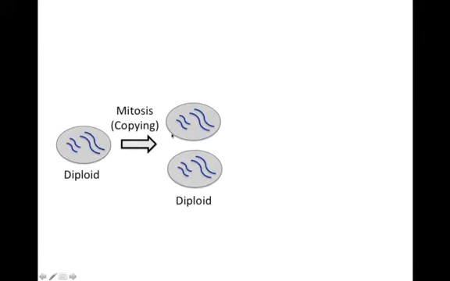Okay then, so in mitosis, you can see we're just copying it. These diploid cells look identical to the initial diploid cell. So mitosis is just the way that cells replicate, that they copy themselves. And this means most of the cells in the human body are diploid cells that are replicating by mitosis.